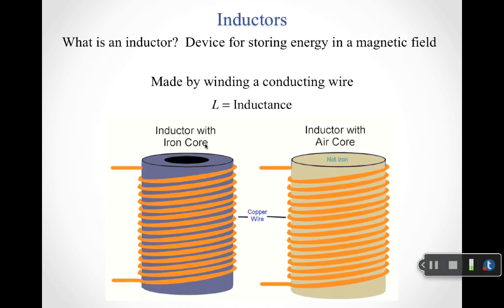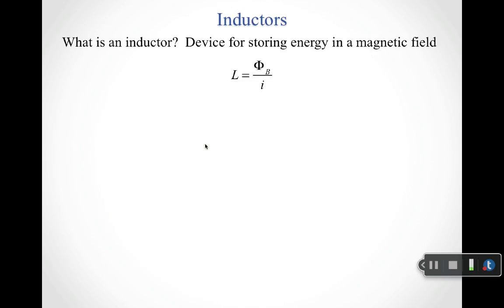And the quantity that we're going to care about, of course, is the inductance. So what is the inductance of an inductor? That's going to be given by L. What is it that the inductance is trying to tell us about? Well, it's defined to be the magnetic flux over the current.